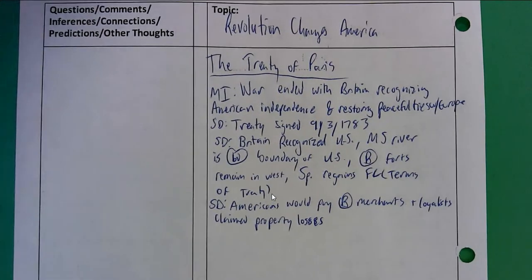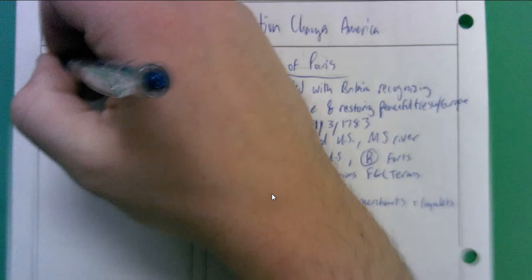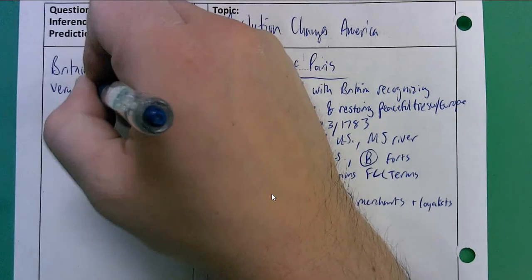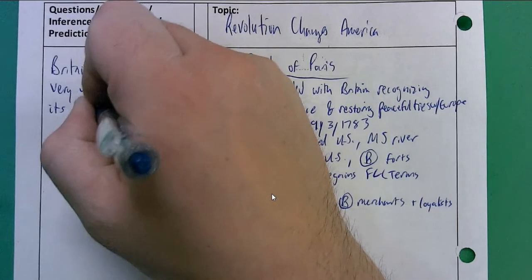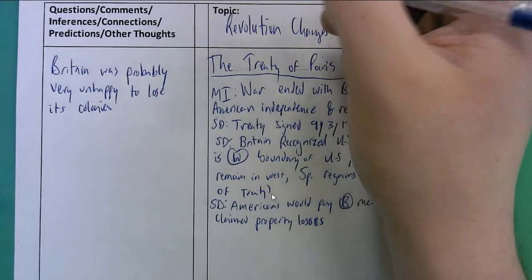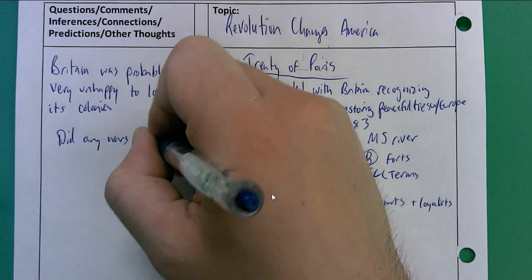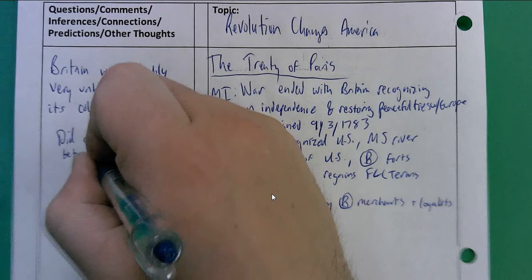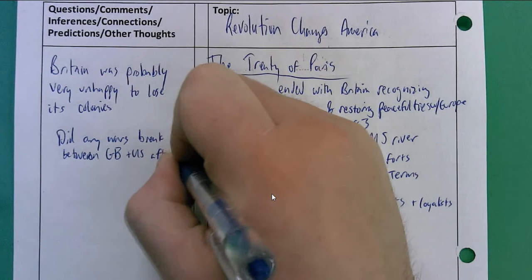Okay. Now I want to get some CCQs about this. What are my thoughts on this here? I'm sure Britain was probably very unhappy to lose its colonies. Okay. I also have a question. I wonder, did any wars break out between Great Britain and U.S. after this treaty?